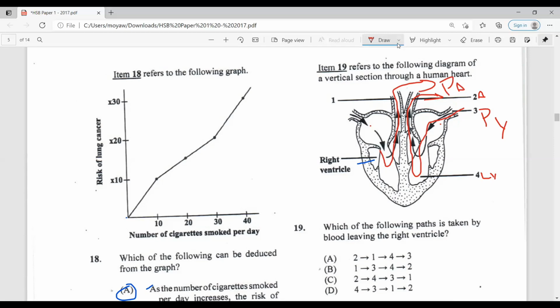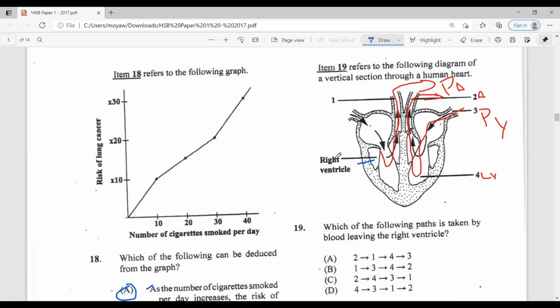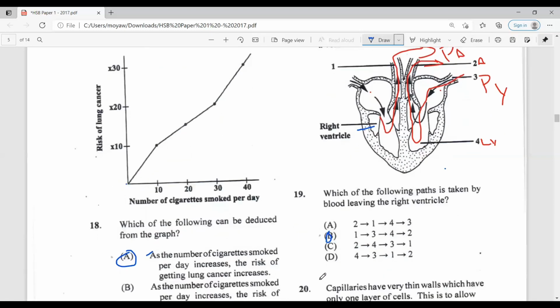So the direction of travel would definitely be from the right ventricle to the PA, which is the pulmonary artery. So that's 1. After 1, it goes to the lungs. From the lungs, it enters through 3, which is the pulmonary vein. So it's 1, then 3. So it looks like B. Once it goes to 3, it's going to enter into the left atrium, from the left atrium into the left ventricle, so it's 4. So from 3 to 4, and then from 4 it's going to go into the aorta, which is 2. So that's why the answer is B.